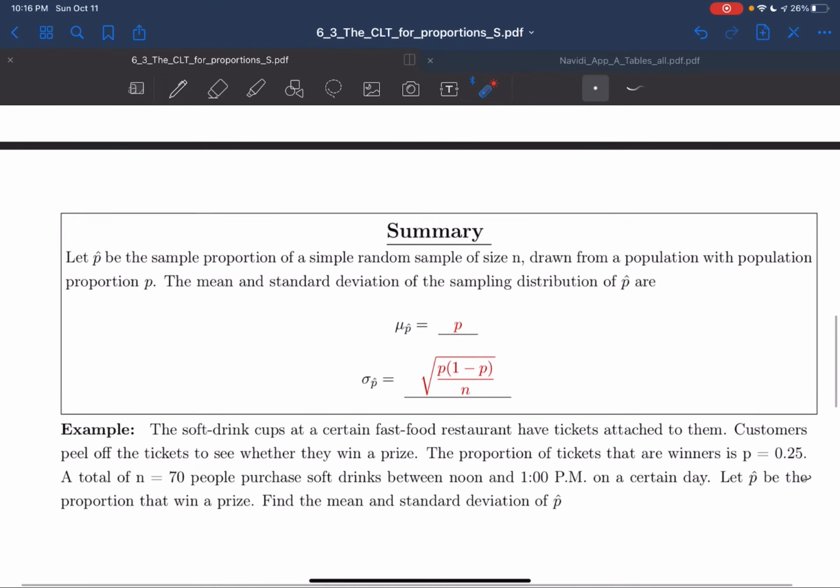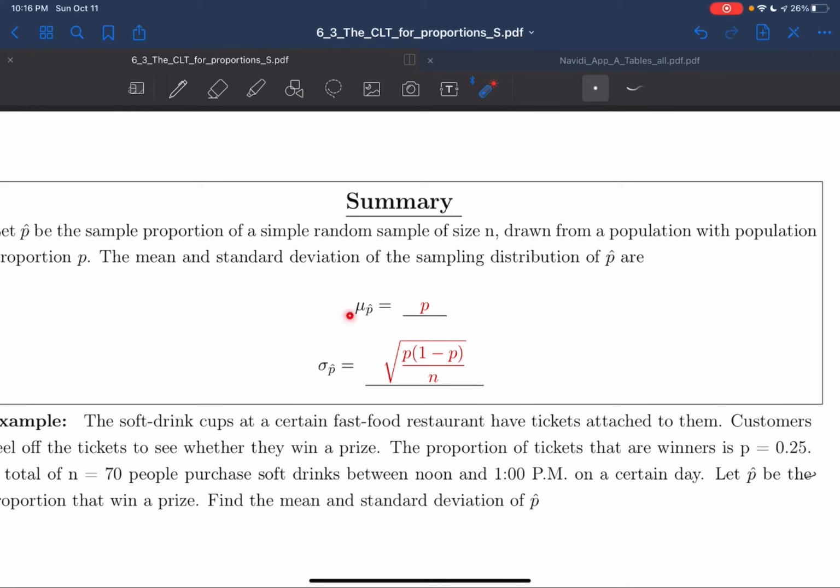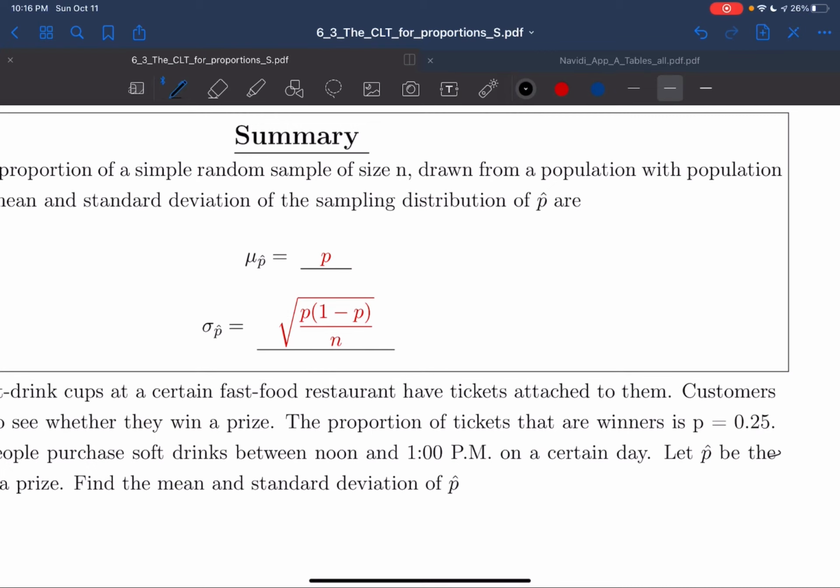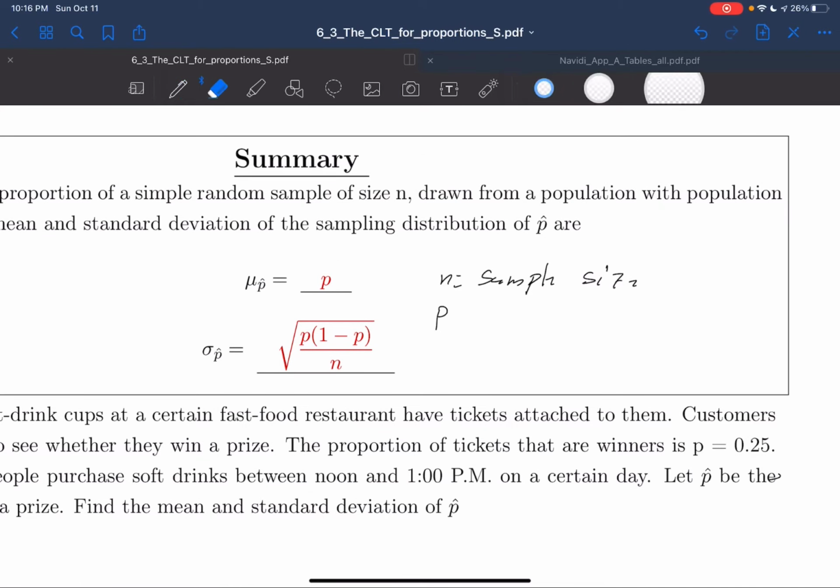In summary, we could say that let p hat be the sample proportion of a simple random sample of size n drawn from a population with population proportion p. The mean and standard deviation of the sampling distribution of p hat are these. The mean of our sampling distribution p hat is equal to the population proportion p, and our standard deviation of the sampling distribution p hat is equal to the square root of p, our population proportion, times 1 minus the population proportion, divided by our sample size. Here, n is our sample size, and big P is our population proportion.